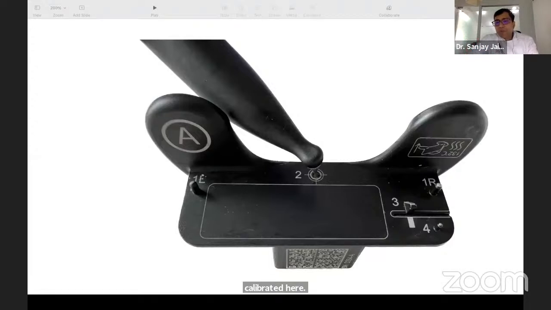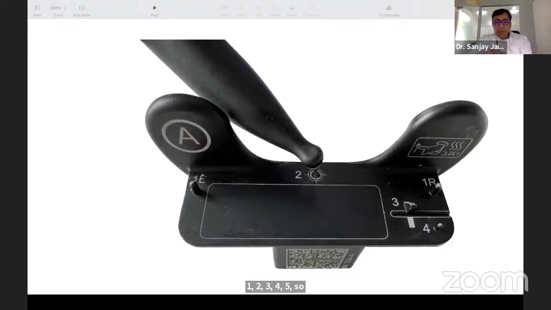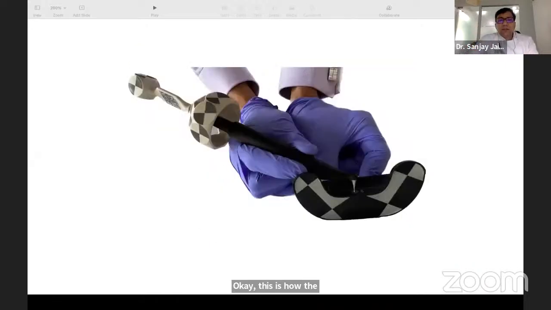You have different markings here, 1, 2, 3, 4, 5. Basically, 1 is to calibrate your handpiece, 3 is to calibrate your piezo surgery, and the dimple that you see in the center is to calibrate your every tip. Okay, this is how the calibration happens. And then this is how I'm calibrating my tracer tool.